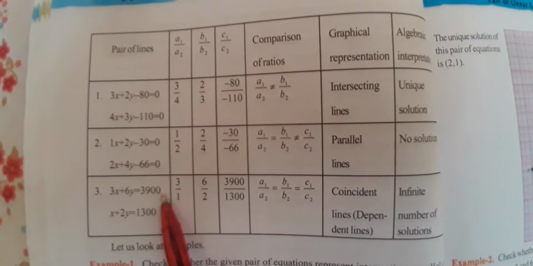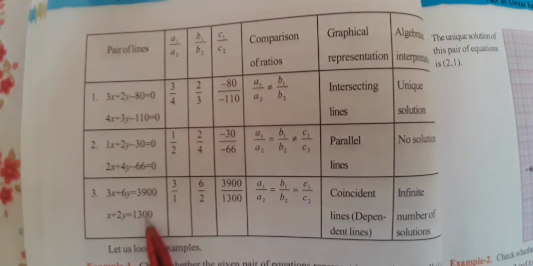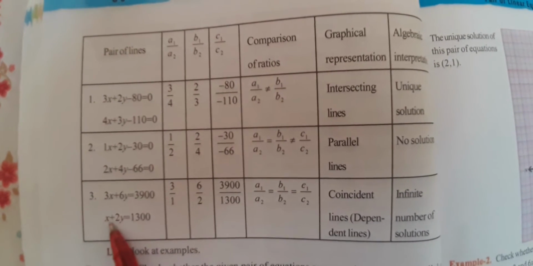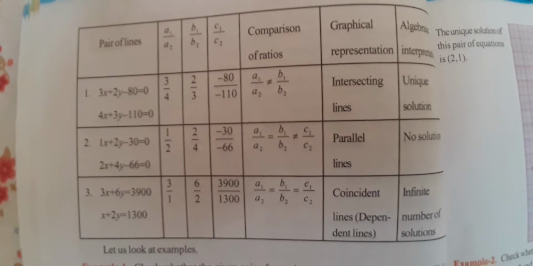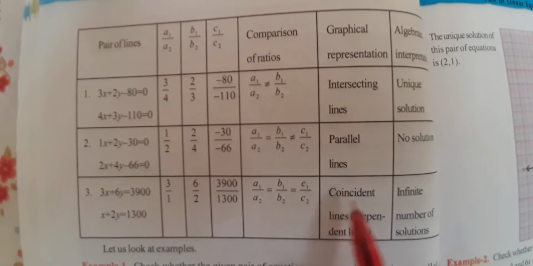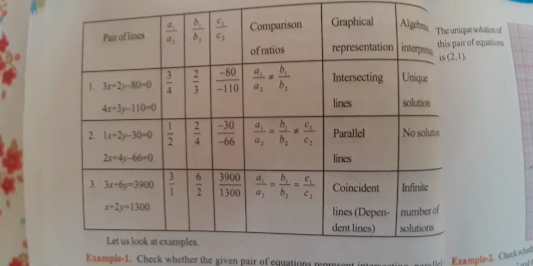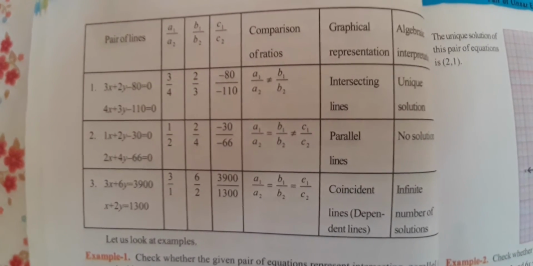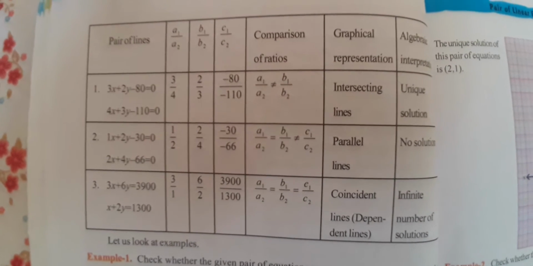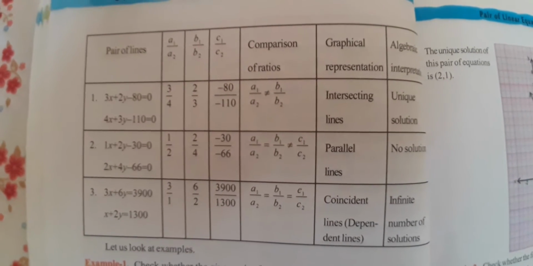And now coming to the third one. 3x plus 6y is equal to 3900 and x plus 2y is 1300. You can see this by this is 3, this by this is 3, this by this also 3. So all three are equal. So they are coincident lines or dependent lines. Infinitely many solutions are there. So children, this is how you have to solve the equations.